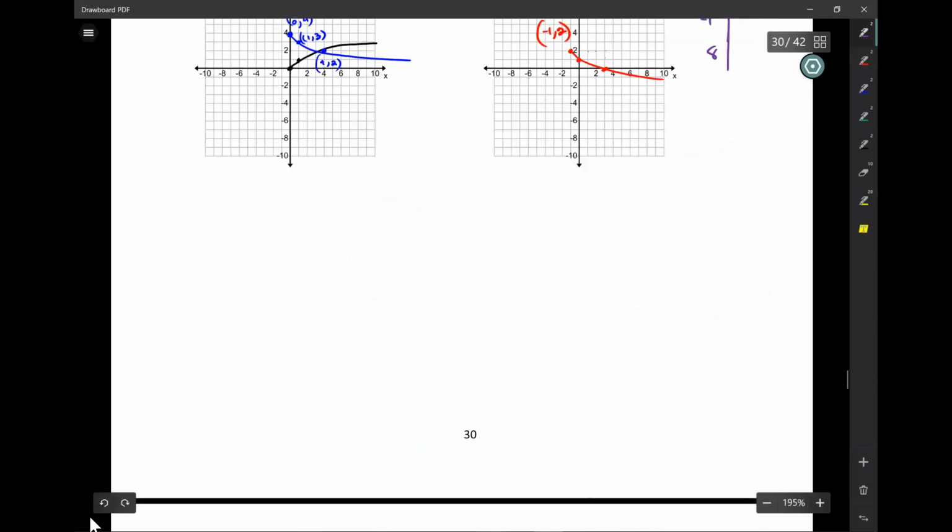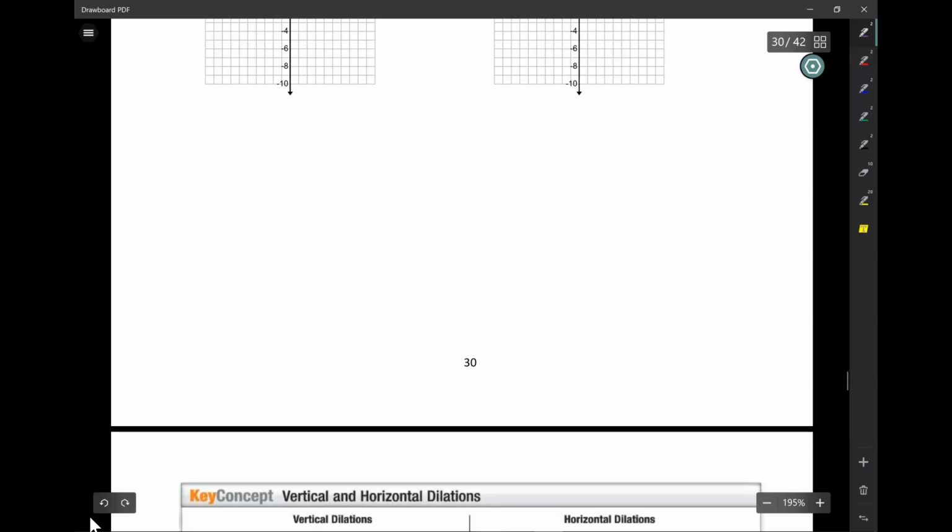Now, on the test, I will give you a problem and then ask you to name the transformations that have been applied to that function. When I ask you for that, and there are a couple of examples of that in the homework, I am looking for technical language, right?